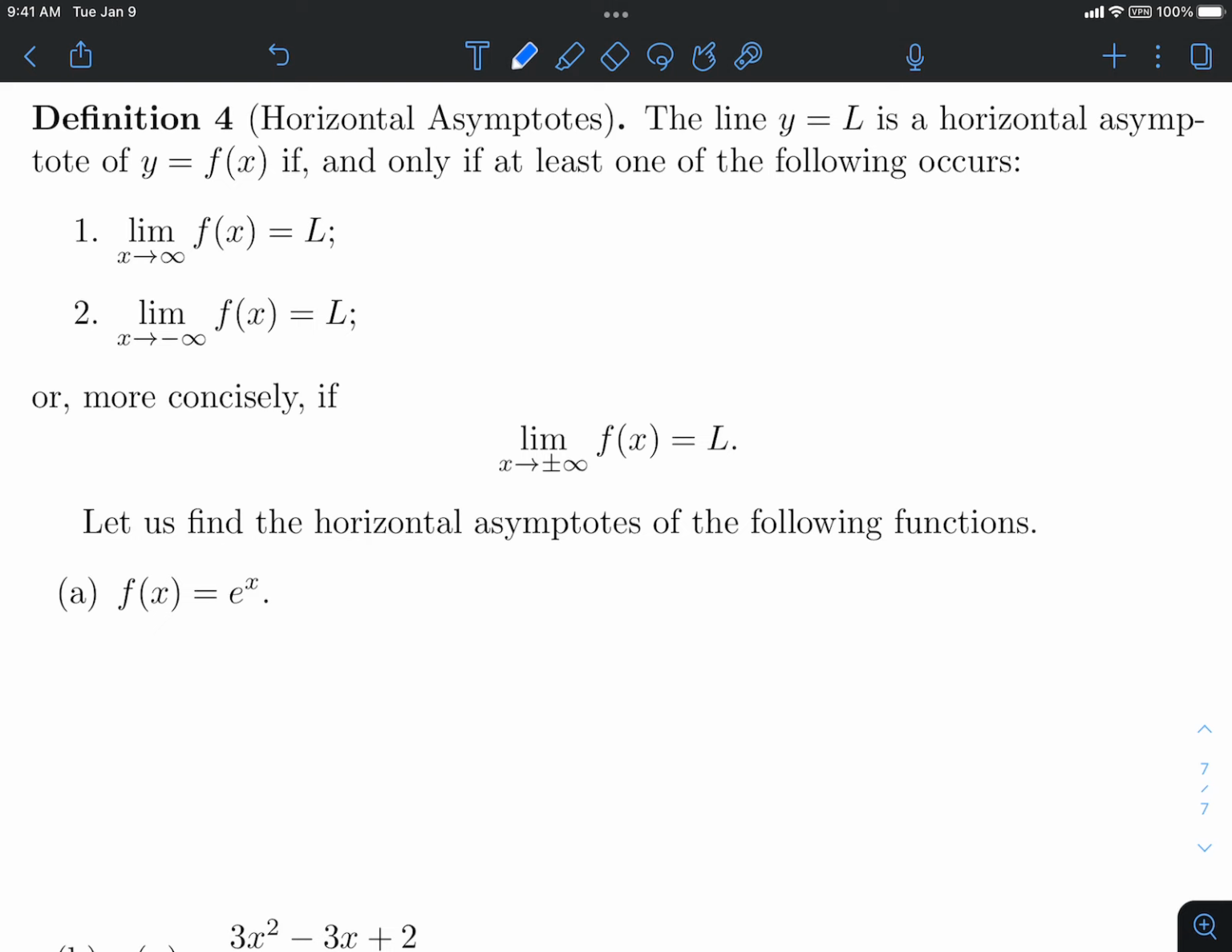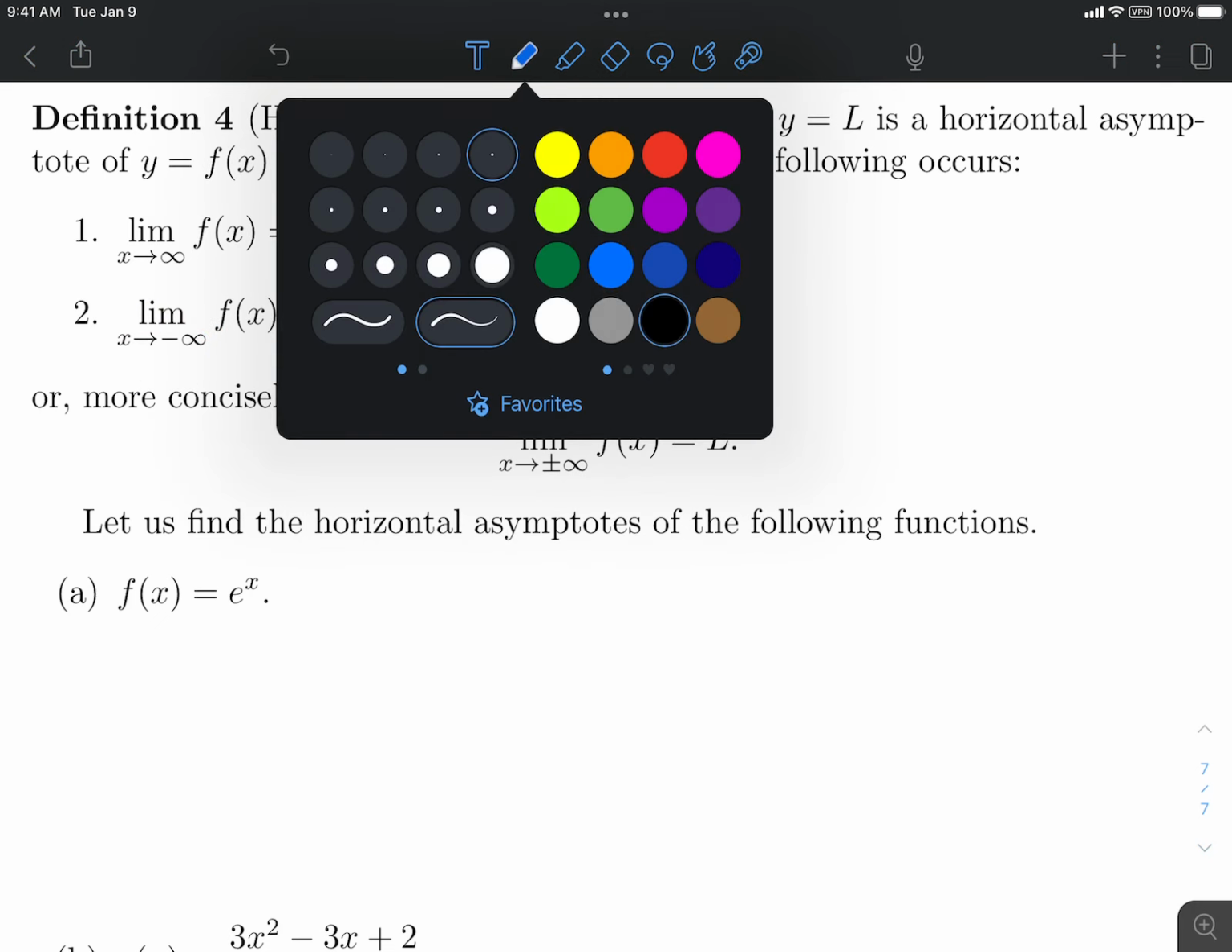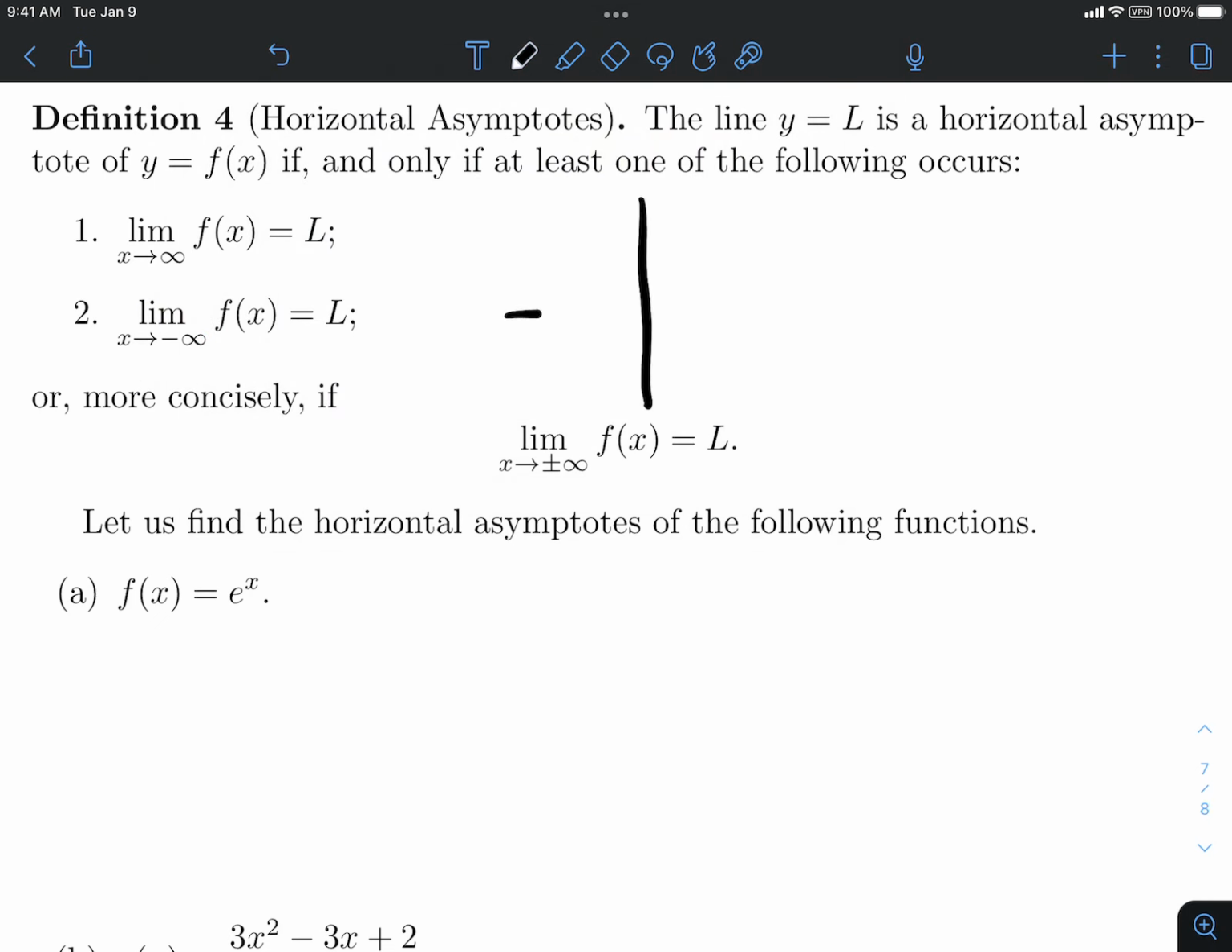Now, horizontal asymptotes. A horizontal asymptote is a horizontal line that the graph of the function approaches indefinitely. And for it to happen in the horizontal, that has to be when x goes to plus infinity or x goes to minus infinity. There's no other option if you think about it. Let's say y equals L.